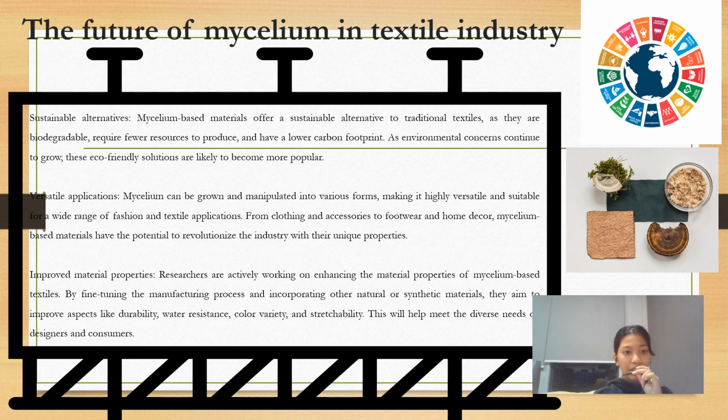Thirdly, improved material properties. Researchers are actively working on enhancing the properties of mycelium-based textiles by fine-tuning the manufacturing process and incorporating either natural or synthetic materials. They aim to improve aspects like durability, resistance, color variety, and stretchability. This will help to meet the diverse needs of designers and consumers.